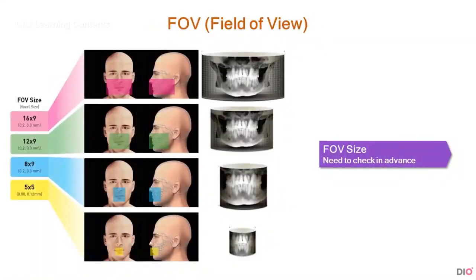FOV is short for field of view. It is the size of the image taken by the CT. From FOV of 8 by 9, you can see that the entire tooth cannot be scanned.